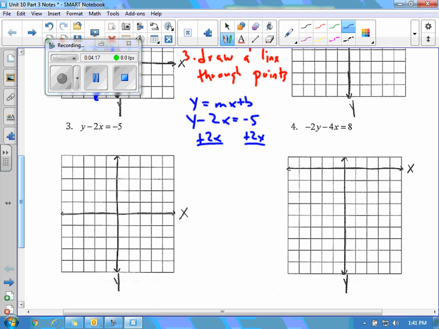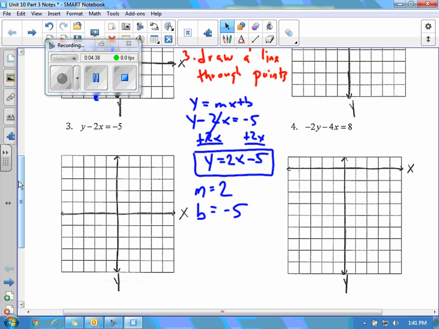So on the left side, those will cancel, and I'll get y. On the right side, I'll have 2x, positive 2x, because I added, and then that negative comes down to 5, so I have -5. Now I'm in slope-intercept form. So I can identify my slope, which is 2 in this case, and my intercept, which is -5.